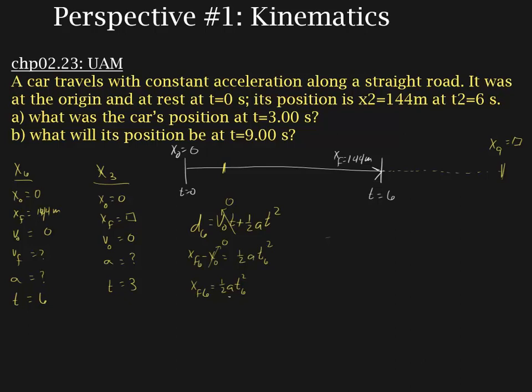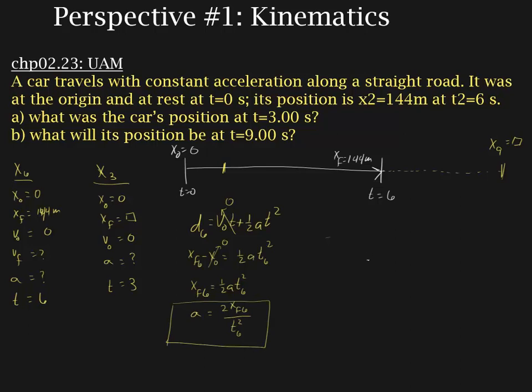Solving for a, because I'm expecting I may have to do that later, a is going to be equal to 2x final 6 divided by t6 squared. Alright, so this is probably going to be pivotal in our problem.